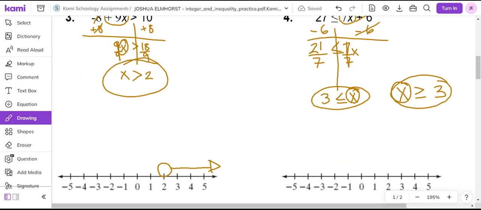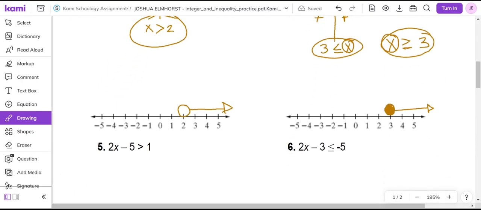So we go down here, put an open circle at 3, and x is greater than, going to the right. And when it's equal to, we're going to shade that circle in, saying that our solution starts at 3 and it includes 3. It is equal to.